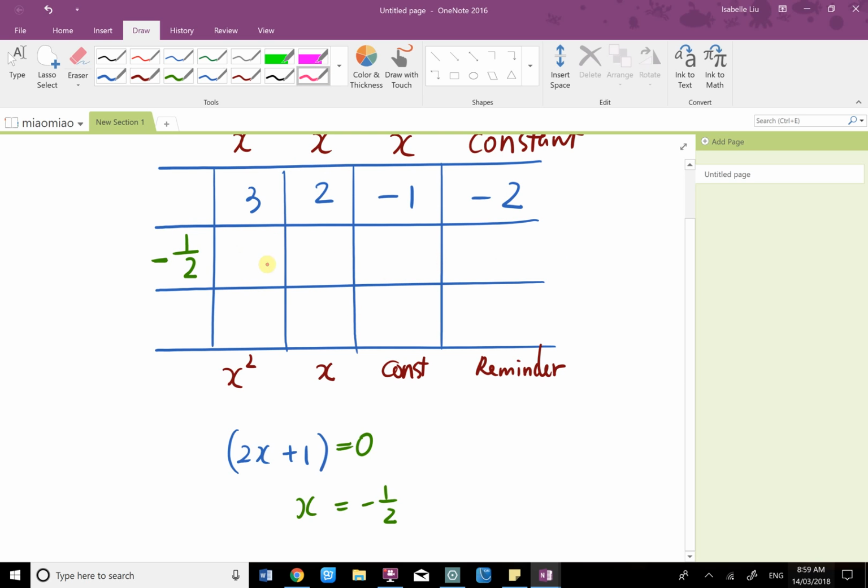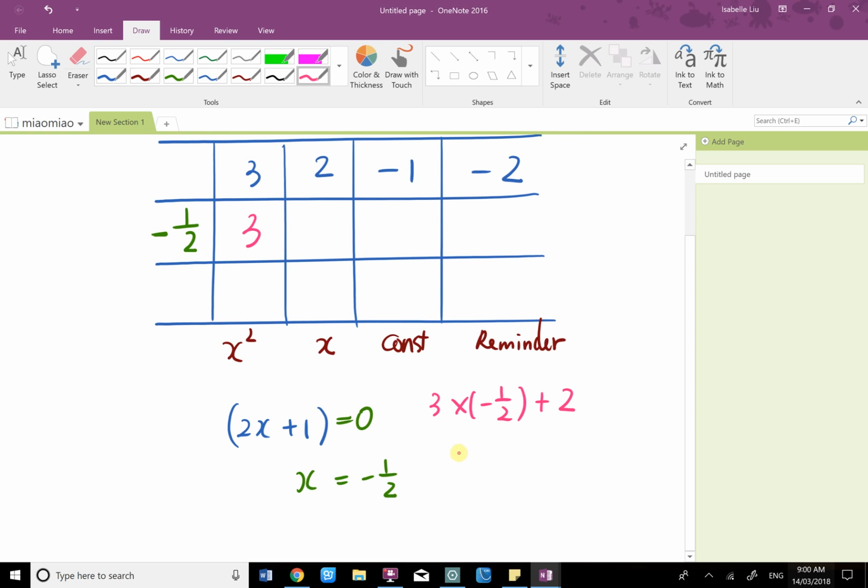this row here. The first one is always copy the number above it, so we'll copy 3 here. And the next one will be 3 times negative a half, plus 2. So it's negative 3 over 2 plus 2. What we have is half.